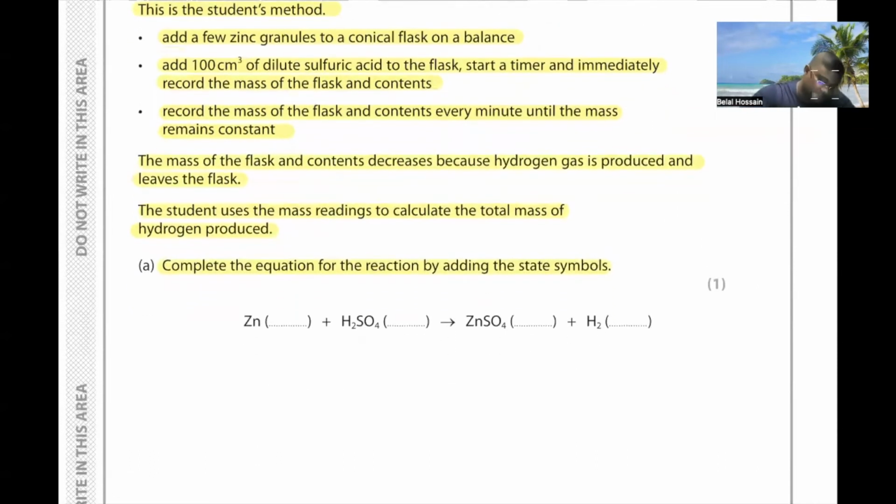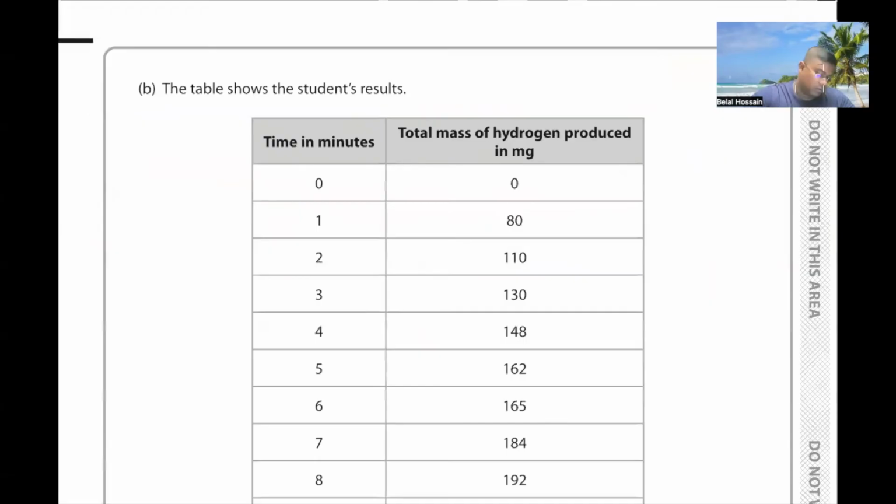So zinc that we are adding is a solid, and sulfuric acid is definitely aqueous, and the zinc sulfate that is going to be produced is definitely going to be aqueous, and hydrogen that is produced is in the form of gas. Moving on, guys.